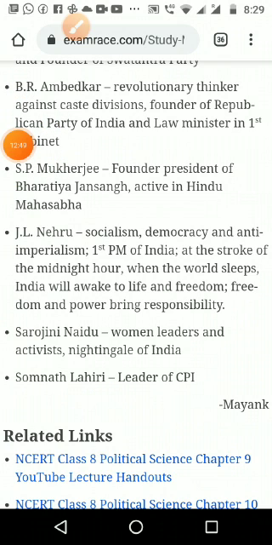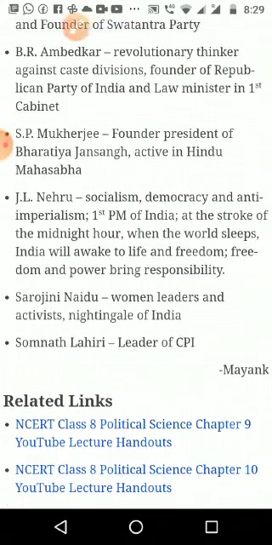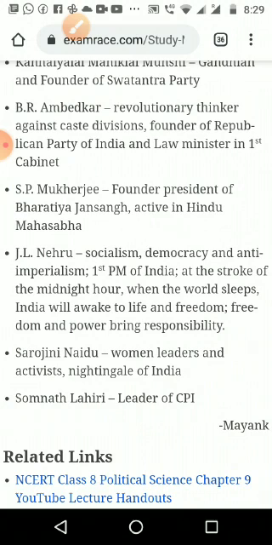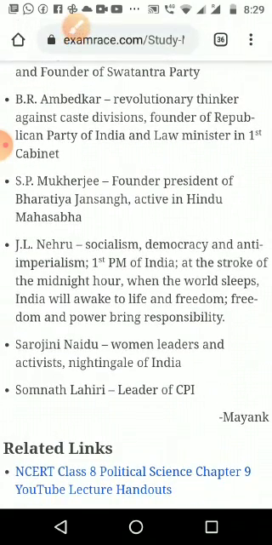Then S.P. Mukherjee, founder president of the Bharatiya Jana Sangh, active in the Hindu Mahasabha. J.L. Nehru: socialism, democracy and anti-imperialism, first PM of India. "At the stroke of the midnight hour, when the world sleeps, India will awake to life and freedom. Freedom and power bring responsibility." Sarojini Naidu, women leader and activist, Nightingale of India. Then Somnath Lahiri, leader of the CPI.